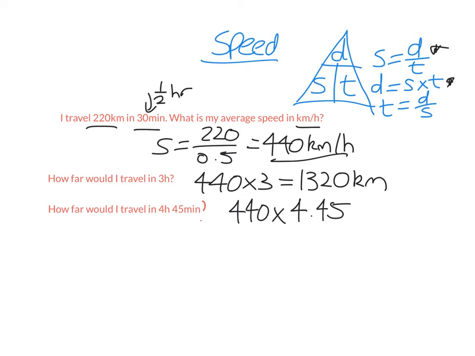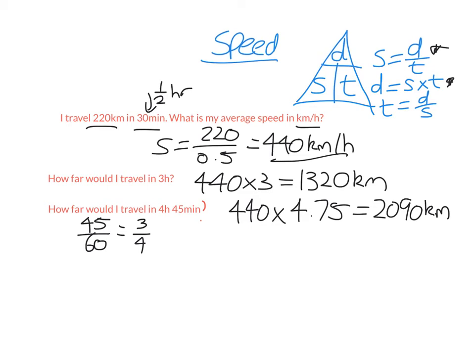So what you do, go to your calculator. 45 minutes is 45/60ths of an hour. Your calculator simplifies it to 3/4. 45 minutes is 3/4 of an hour. 3/4 is, of course, 0.75. So I need to times 440 by 4.75, and that gives me 2,090 kilometres. That's how far I would travel in 4 hours and 45 minutes on this very fast train.